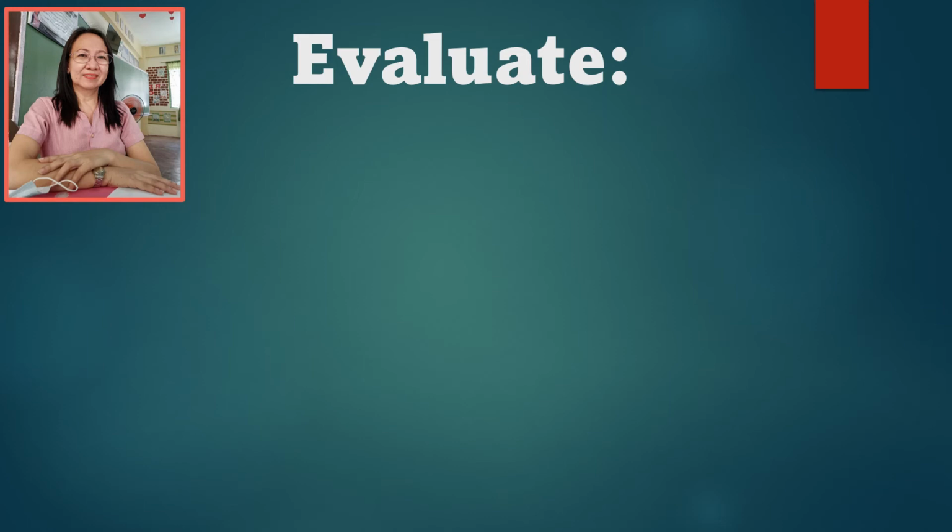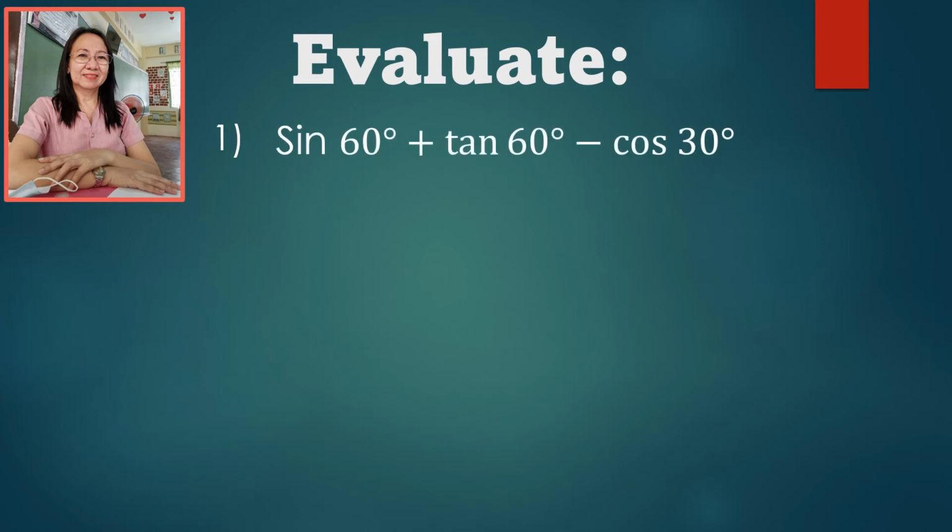Now let us see the application of these values. So try to evaluate the following. For the first example, let's say we have sine 60 degrees plus tangent 60 degrees minus cosine 30 degrees. So looking back at the values that we obtained, the value of sine 60 degrees is square root of 3 over 2. Then the value of tangent 60 degrees is square root of 3. Then cosine 30 degrees is square root of 3 over 2. So try to check these values if correct.